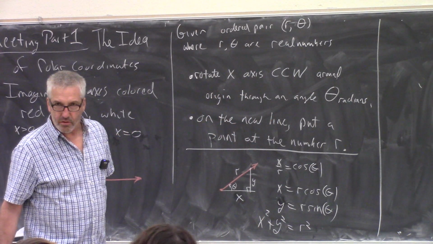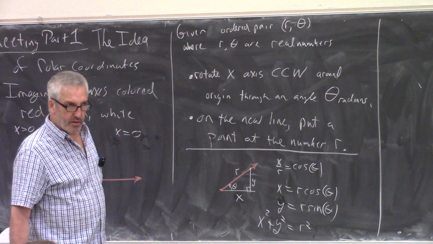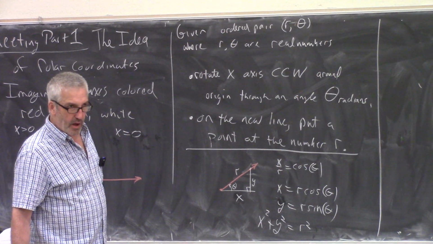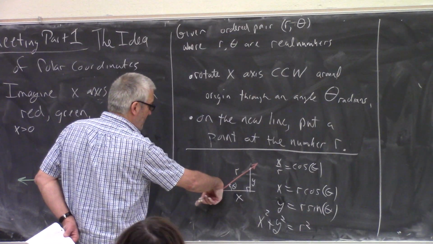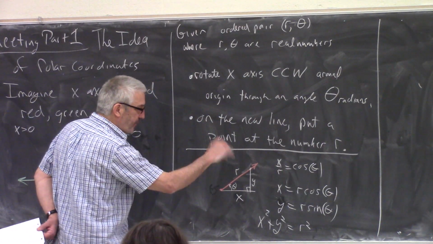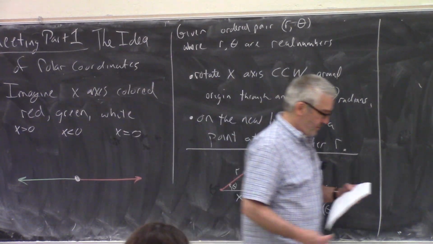Now, it might not look like this. I mean, theta might be 7 pi over 6. In that case, you'd go all over to here, and this arrow would be pointing this way. But the calculations still work.